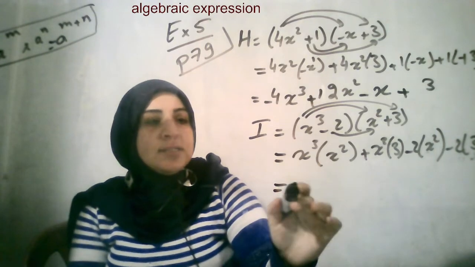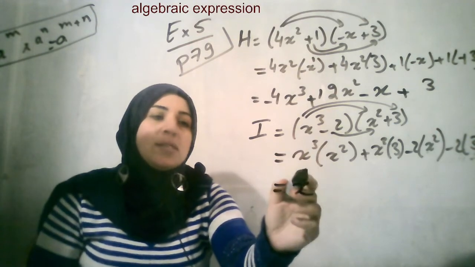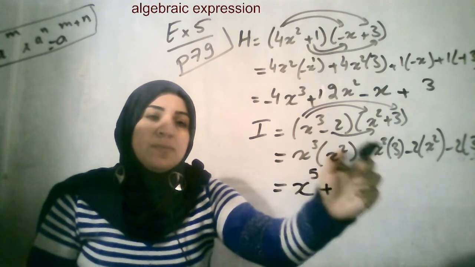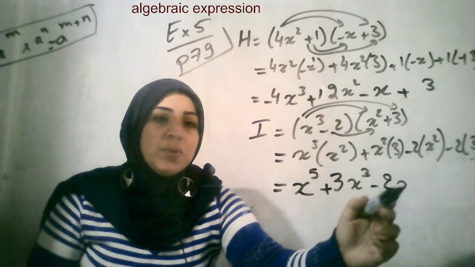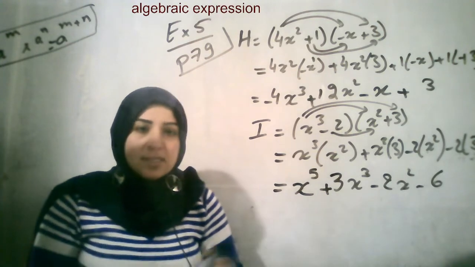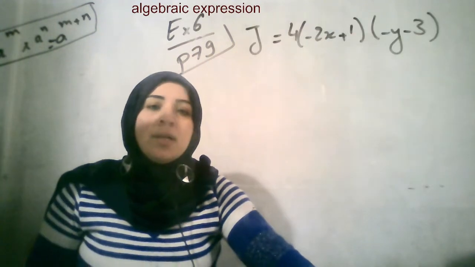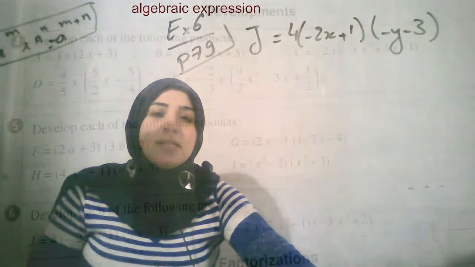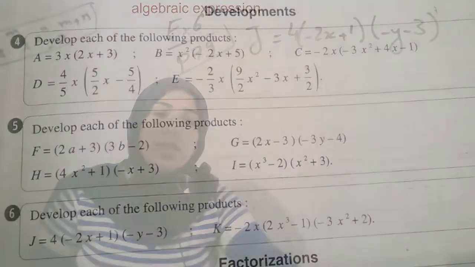Now, x here, exponent 3 and exponent 2, I have to add them, so it's x to the power 5 plus x power 3 times 3, it's 3x power 3 minus 2x power 2, minus 2 times 3 is minus 6. Okay, that was exercise 5. Now, exercise 6, let's read the question together. Develop each of the following products. We have J: 4 into minus 2x plus 1 into minus y minus 3.